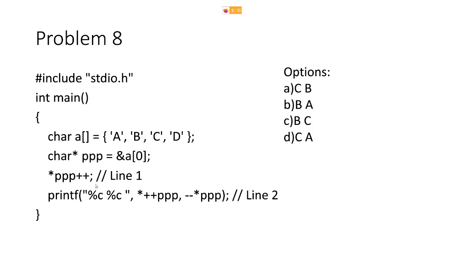So as you said here, PPP points to B, right? So star of PPP is B, and that minus minus 1 will become A. So A will come. But PPP is not changed. It is still pointing to B, right? Yeah, that wasn't changed. So now here you are incrementing that pointer, because plus plus is coming before star. So it will now point to C. Plus plus is happening first.